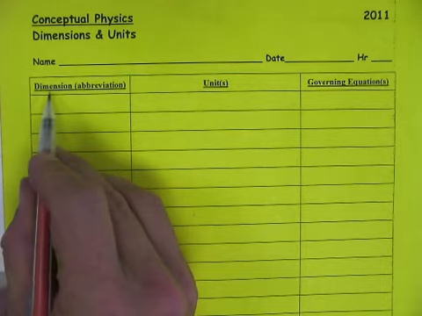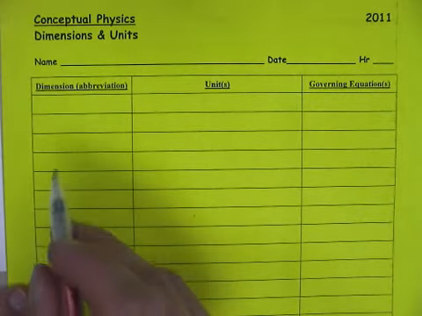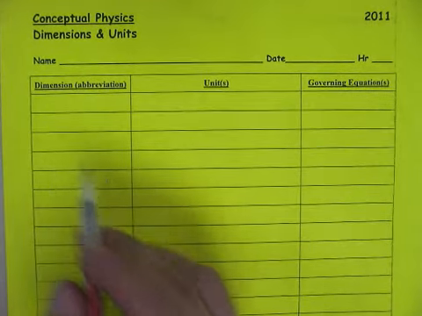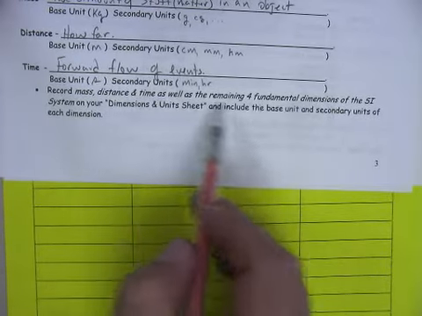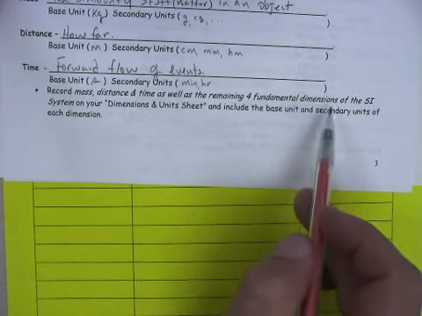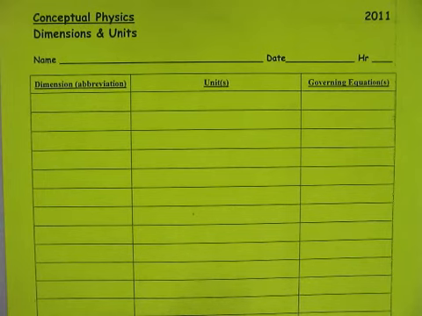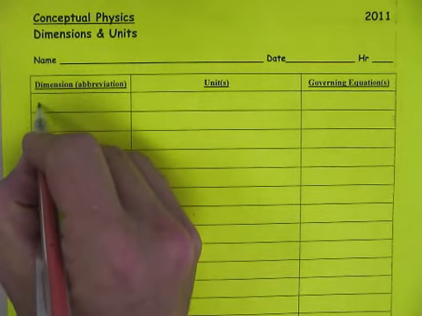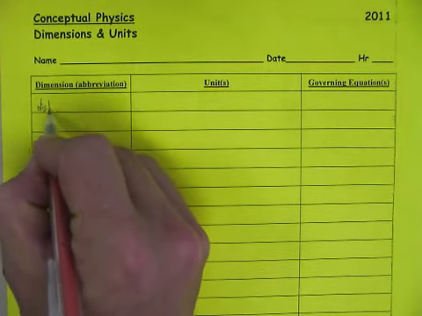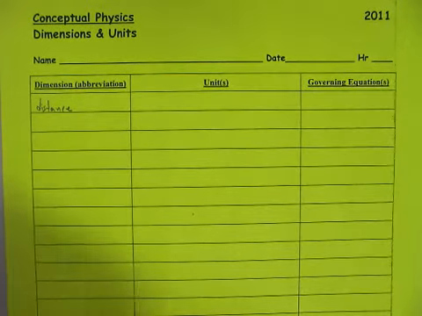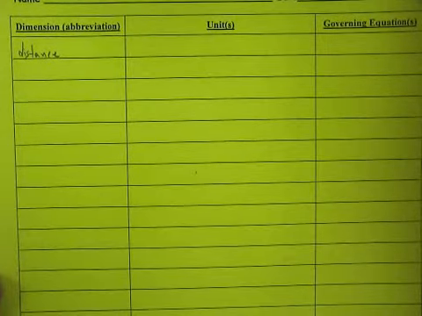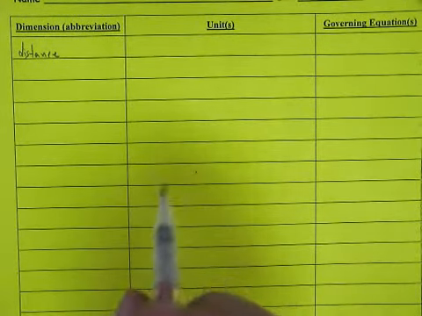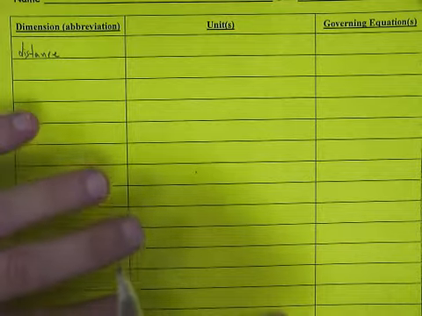There's 3 columns. There's dimensions, units, and governing equations. And when you're instructed to record mass, distance, and time, as well as the 4 fundamental units, 4 fundamental dimensions of the SI system on your dimension, that's basically filling this out. So what we're going to do is this. We're going to start with length. And instead of writing length, we're going to actually use distance, because that'll be actually pretty important to us later on. So there's distance. You can use length for now, but we would prefer distance, and later on distance will be the only one that we can use.